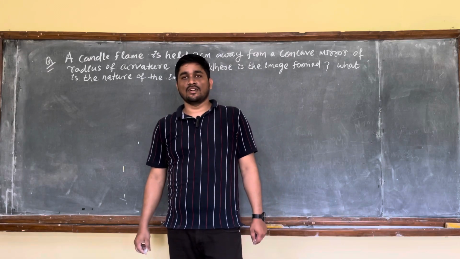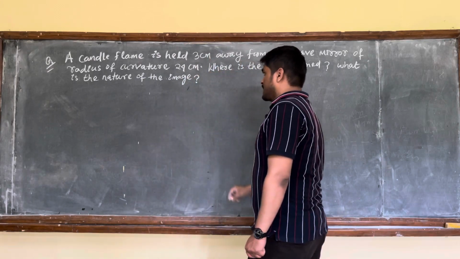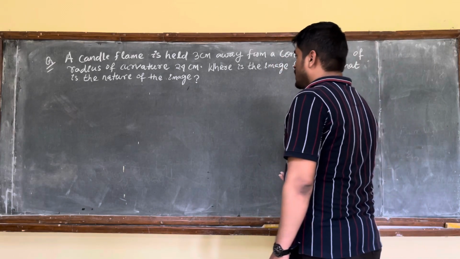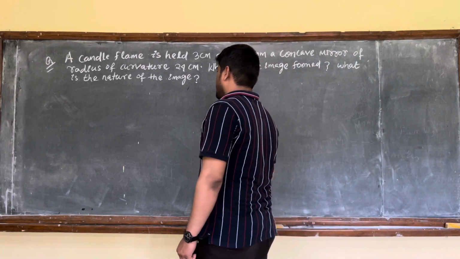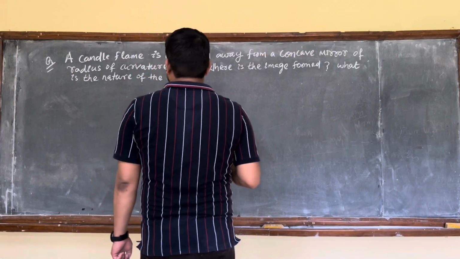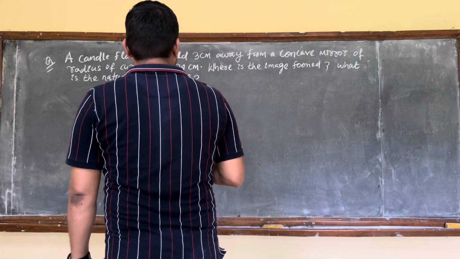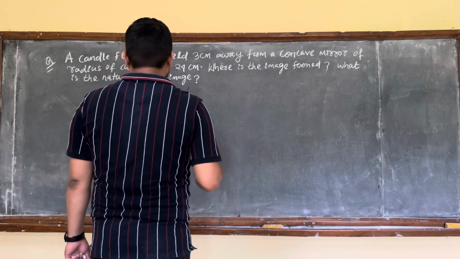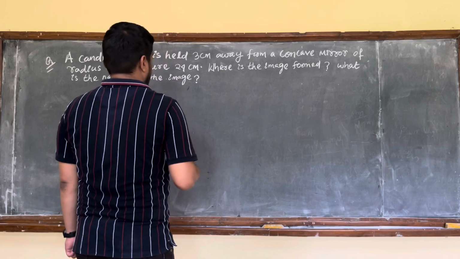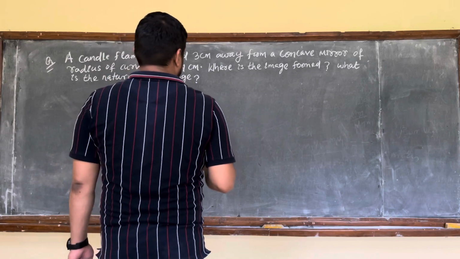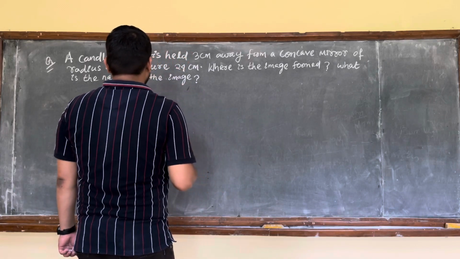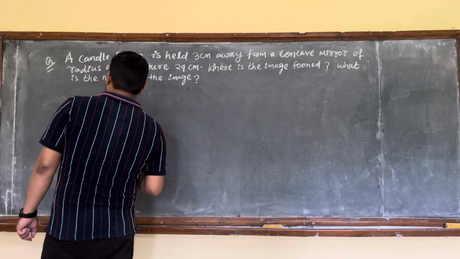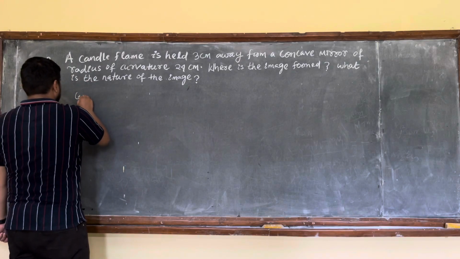Today we have to solve a question of ray optics that is based on the mirror formula and magnification. The question is, a candle flame is held 3 cm away from a concave mirror of radius of curvature 24 cm. Where is the image formed and what is the nature of the image formed? So first you have to write what is given in the question.